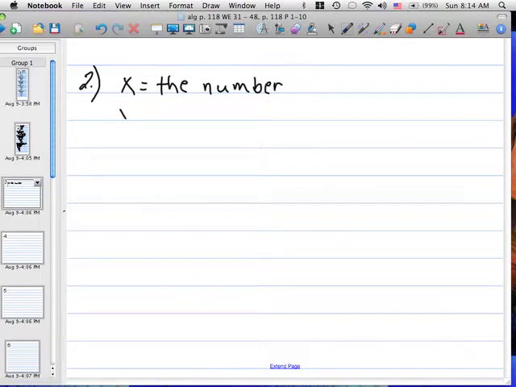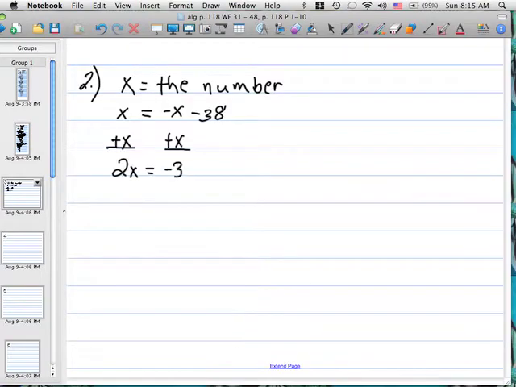Find a number, that's x, that is the verb, equals 38 less than its opposite. So that would be the opposite of x minus 38. Remember, less than, you have to translate the other way. Since x is by itself, we want to eliminate the x on the right. So we get 2x equals negative 38. Divide by 2, and x equals negative 19. So negative 19 is equal to the opposite of itself, which is 19 minus 38. It works.